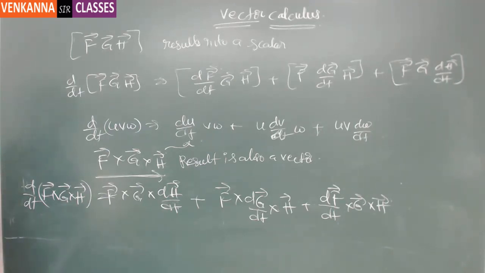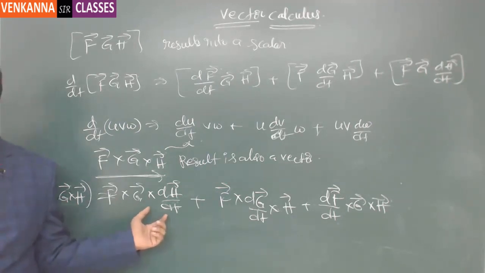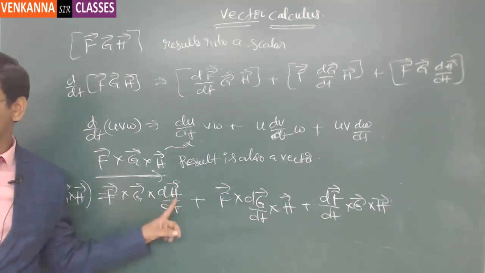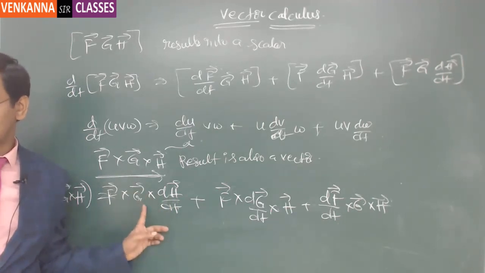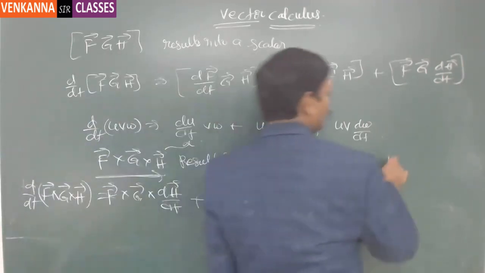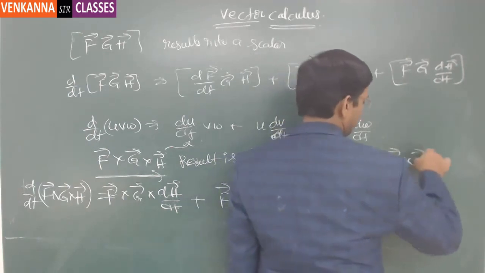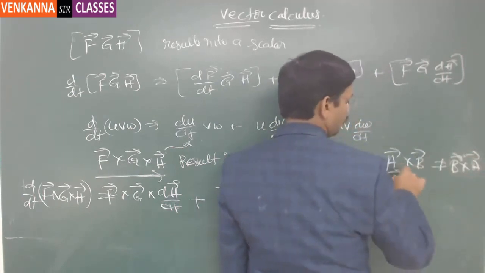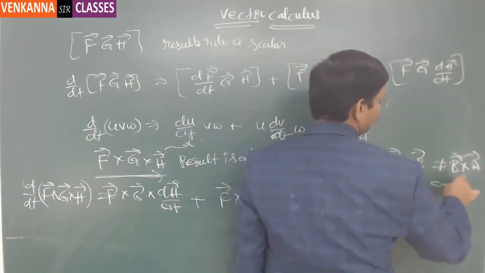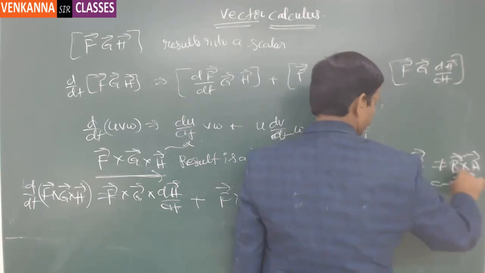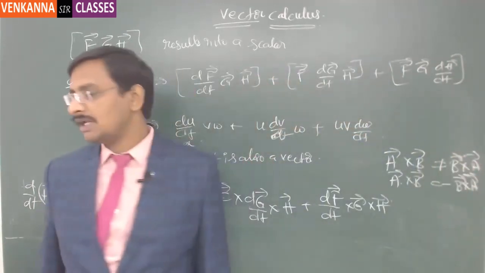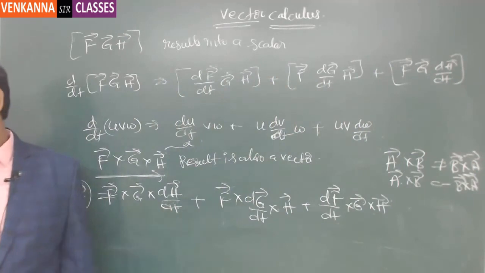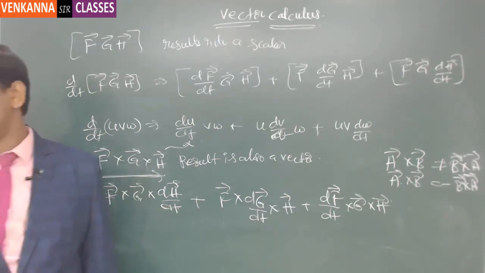So if you change the order, you have to follow exactly the same manner. If you change this to here and this to here, it will make a difference in sign, because A cross B is not equal to minus of B cross A reversed, that is, A cross B equals minus B cross A. So this is how it will get impacted if you change the order. Got it? Done? Noted?